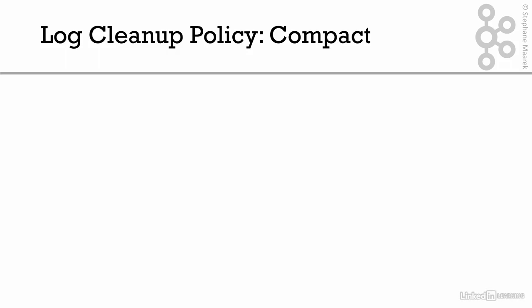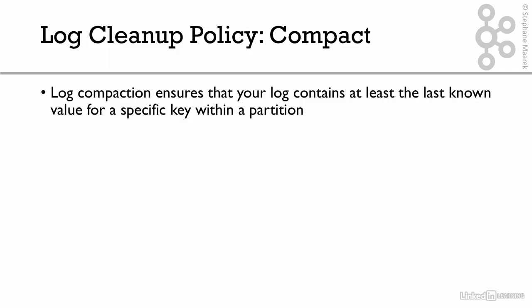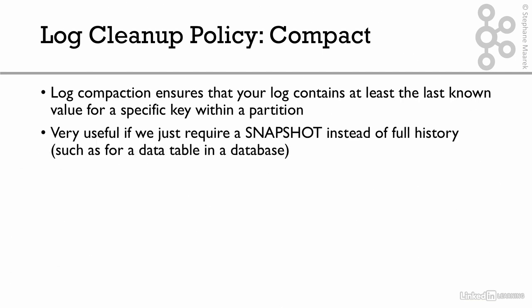Okay, so we're getting into log compaction, and that's quite an advanced setting and thing to understand. But log compaction basically ensures that your log, and by log we mean the partition, contains at least the last known value for a specific key within the partition. This is very useful if we just require a snapshot instead of the full history. An example of this is a data table in a database. We never know the row history, we just know the last value for each row.